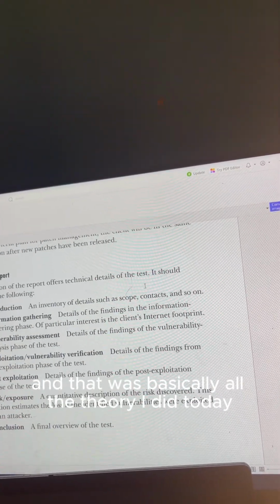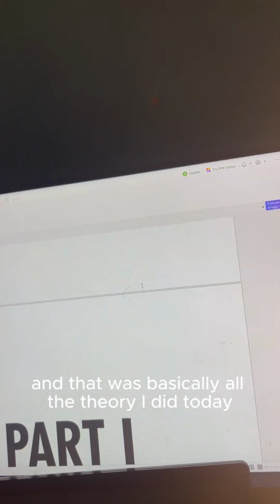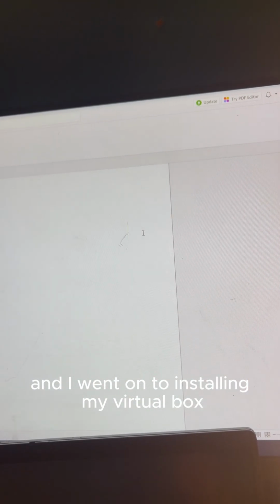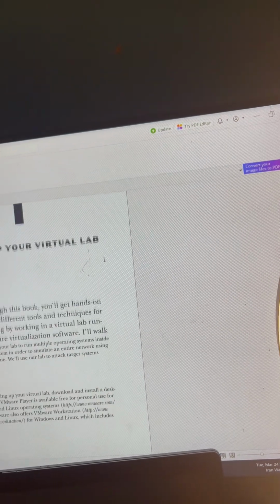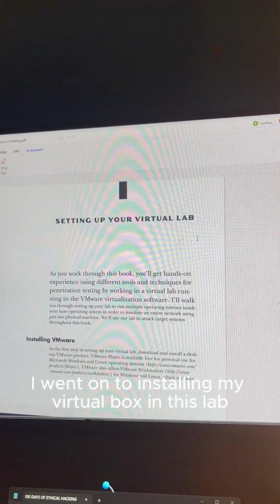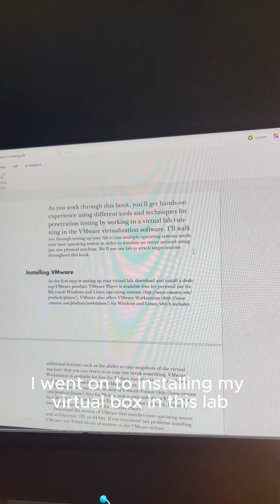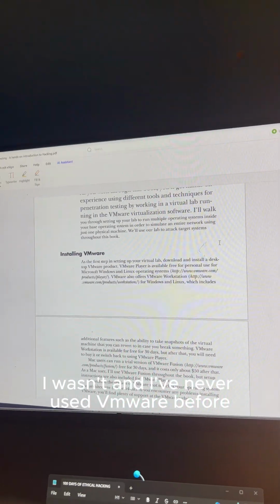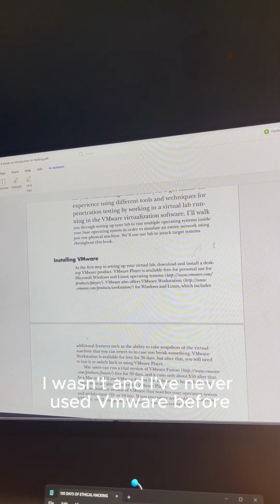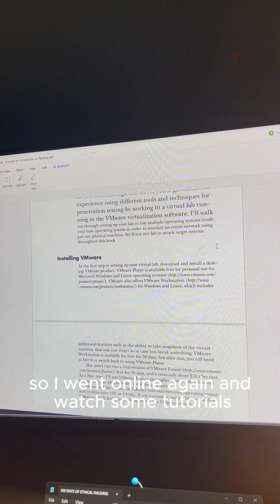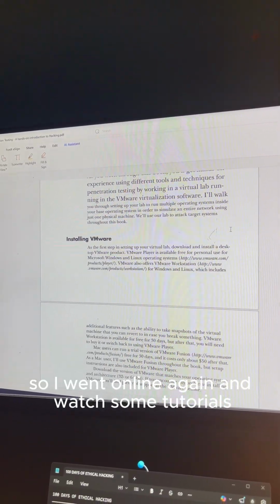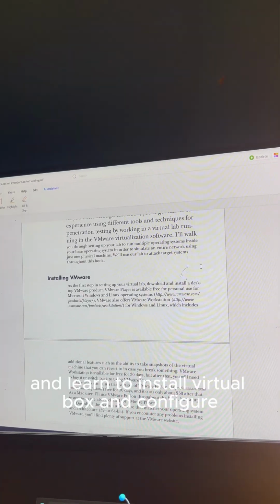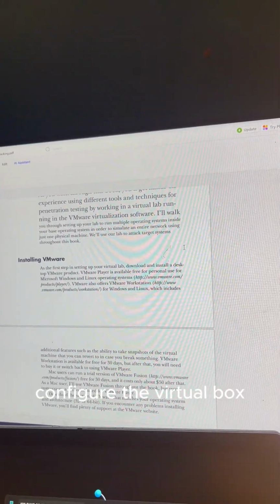And that was basically all the theory I did today, and I went on to installing my VirtualBox. In this lab, in the book, they actually use VMware, and I've never used VMware before, so I went online again and watched some tutorials and learned to install VirtualBox and configure the VirtualBox.